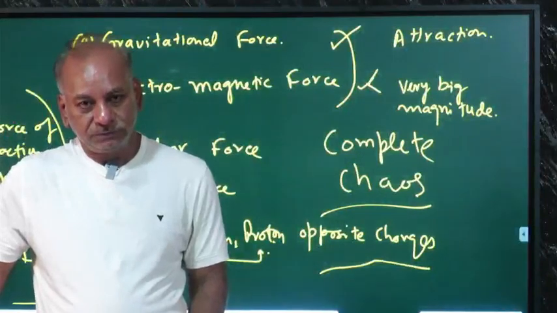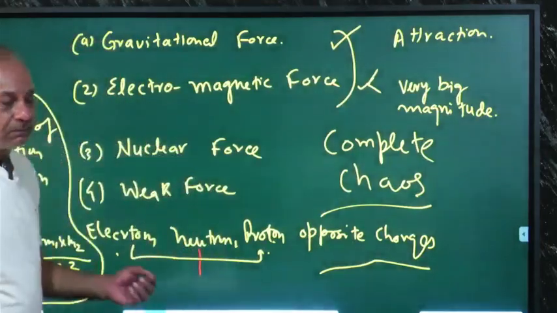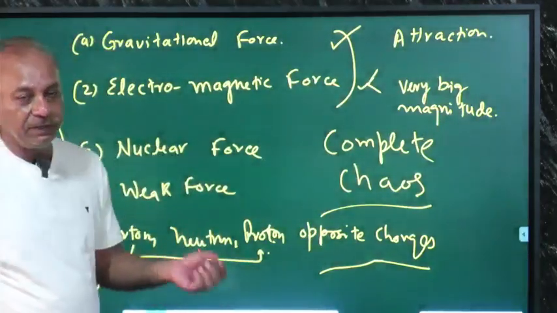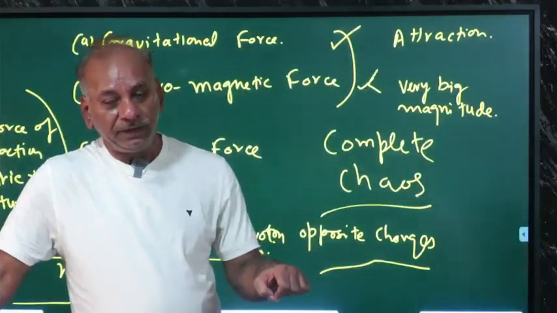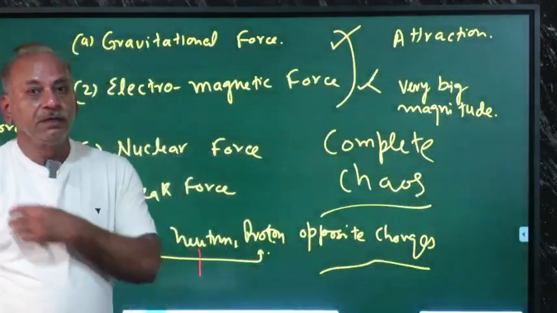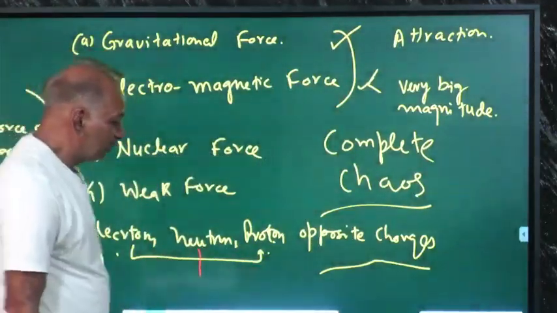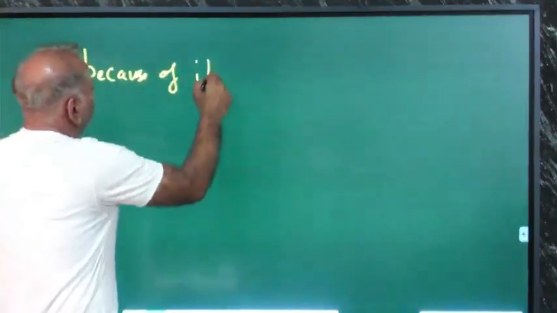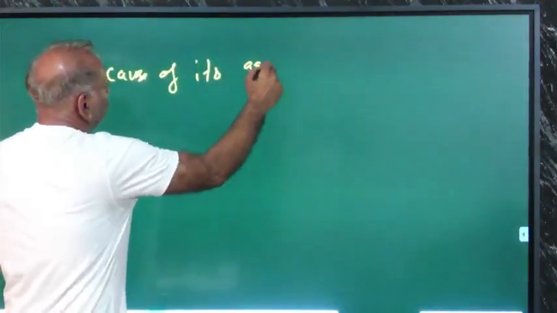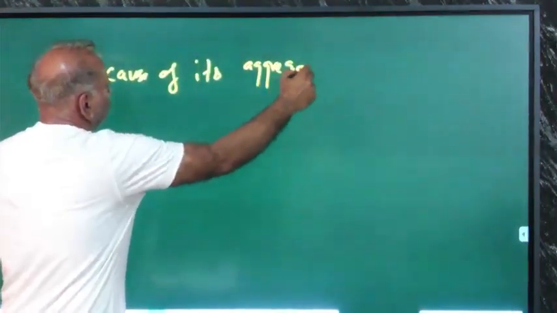because its magnitude is very low, and it is visible or observable only because of its aggregation.